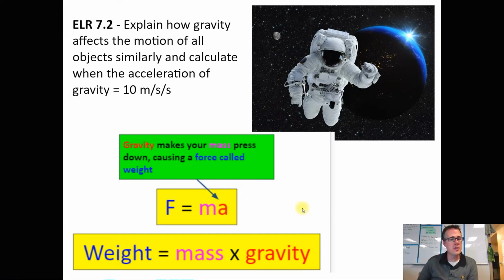And so if we rearrange Newton's second law, we get this equation, which is exactly the same equation with just some different words swapped out. In this lesson, we're going to talk about how we actually calculate using gravity.